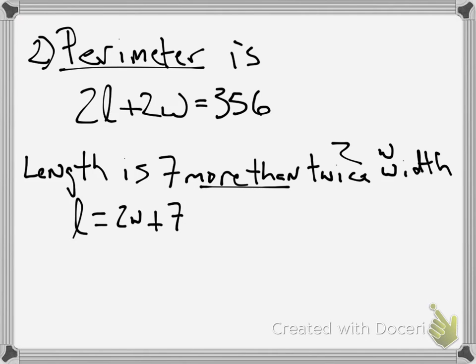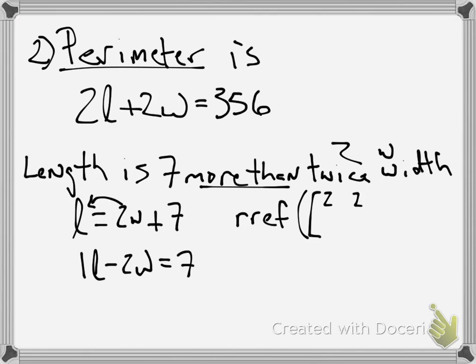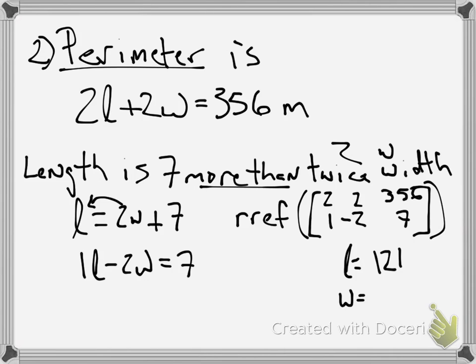Now, can I type it in as is? No, I have to move this over and say basically 1L minus 2W, because if it's positive, when you move over, it becomes negative. And then now I can plug it in with the RREF, 2, 2, 356, 1, negative 2, and 7. Press enter, get my answer, so on and so forth. When I type that into the calculator, I get an answer of 121, and this is in meters, so this is 121 meters and 57 meters.